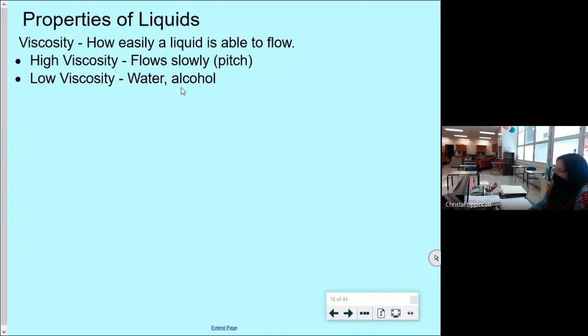And then something with low viscosity would be like water or alcohol. Now, if it has a high viscosity, that means that it has high intermolecular forces compared to these other things. So viscosity is an indicator of the IMFs present. If you were to look at the IMFs between water and this pitch, the water would have low IMFs compared to the pitch. That makes sense?